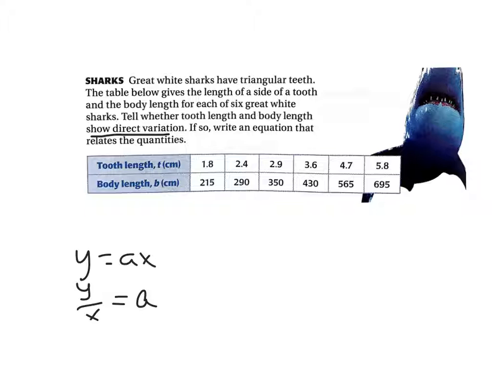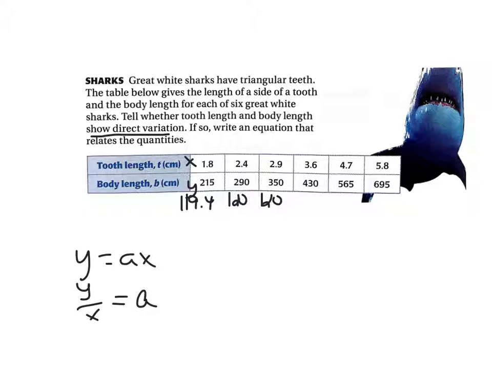Let's see how they're related. I'm going to make this row my y and that one my x, since that row is a little bit bigger. So I'm going to say 215 divided by 1.8 to get the constant of variation, and it's about 119.4. I'm going to keep going down the row and see if the constant is really the same all the way down. This is 120.8, so it's really close. The next one, 350 divided by 2.9, is 120.6, so it's still really close.